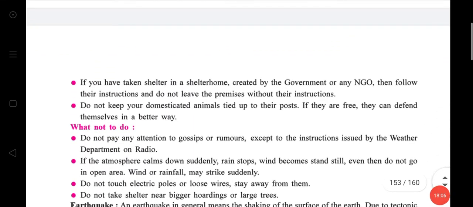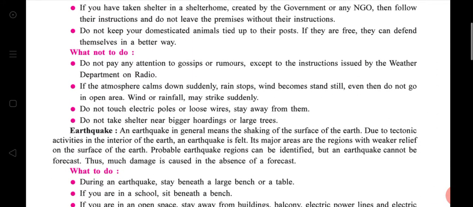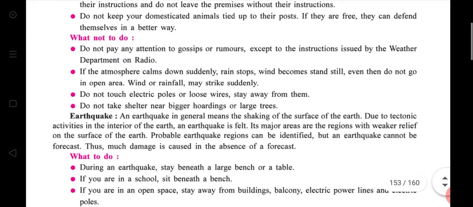Then what not to do at the time of cyclone. So first, pay attention to the instructions of the rescue team and government, and do not pay any attention to gossip or rumors except the instructions issued by the weather department or radio. Then, if the atmosphere calms down suddenly, rain stops, wind becomes still, even then do not go into an open area.